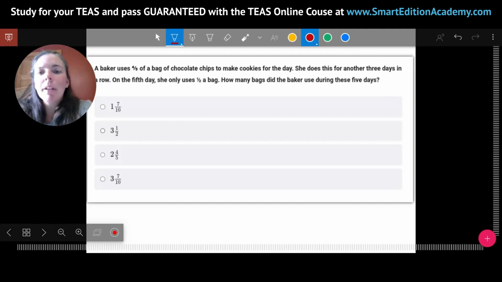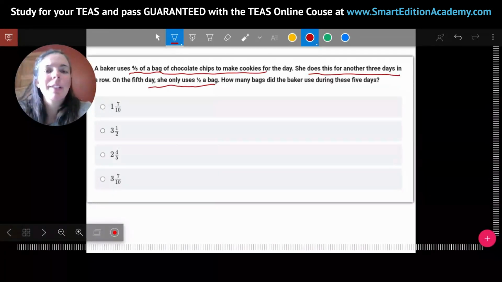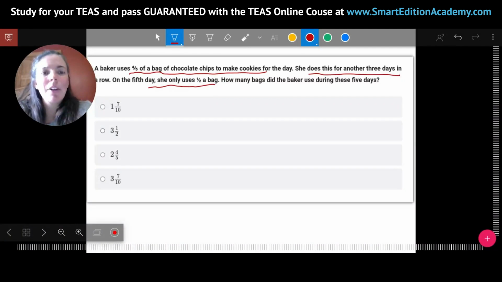So I'm just going to try to pull out some important information. Okay, so in one day, she uses 4/5 of a bag. She does this for another 3 days. Then on the 5th day, she only uses 1/2 of a bag. So how many did she use during these 5 days? So I'm noticing that there are 5 days here. So what happens in those 5 days?